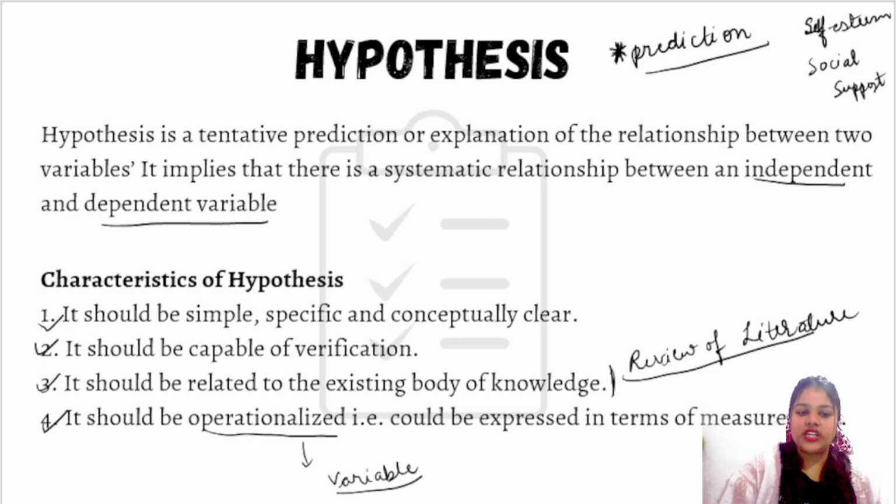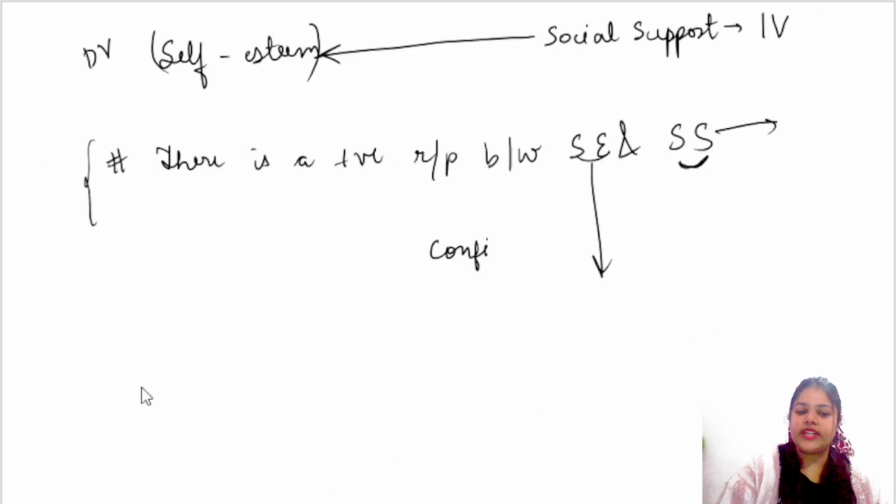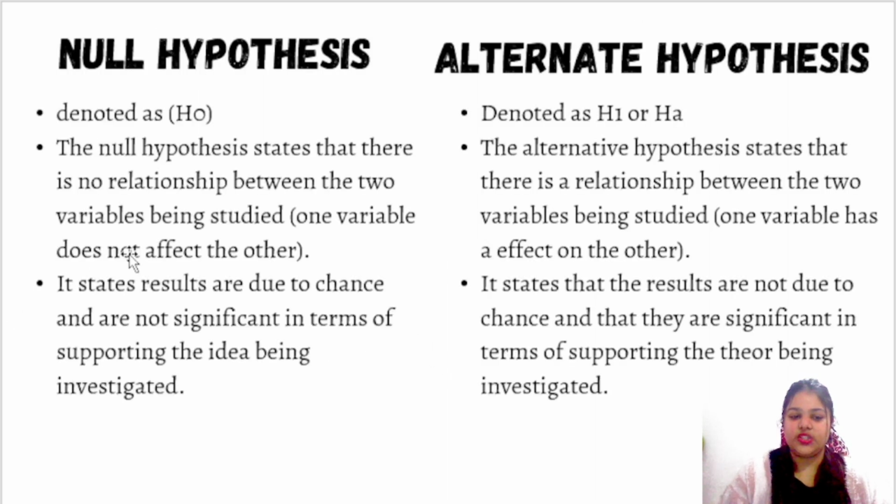Then in psychology there are majorly two types of hypothesis that we use: null hypothesis and alternate hypothesis.